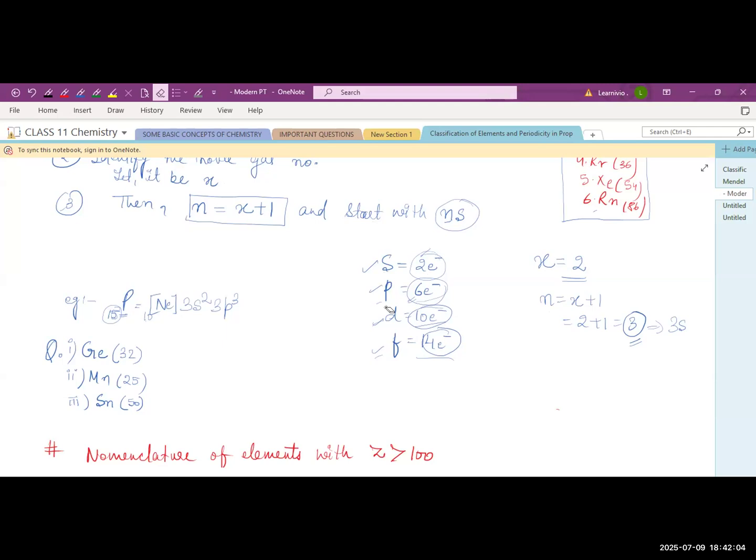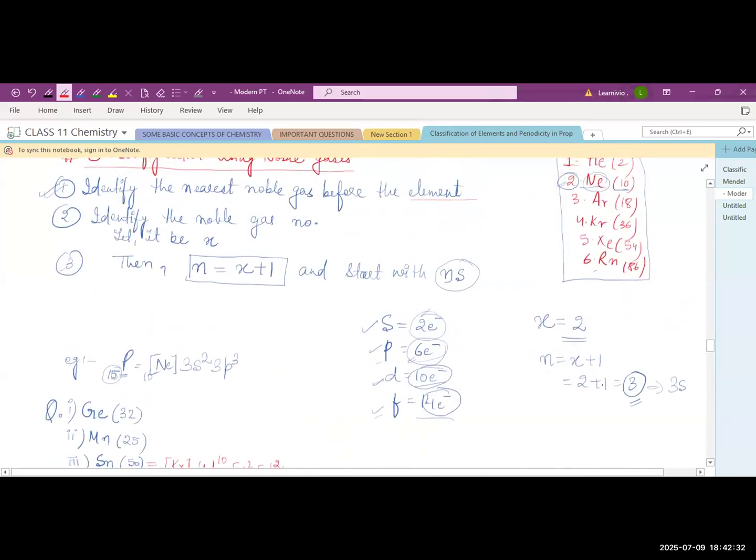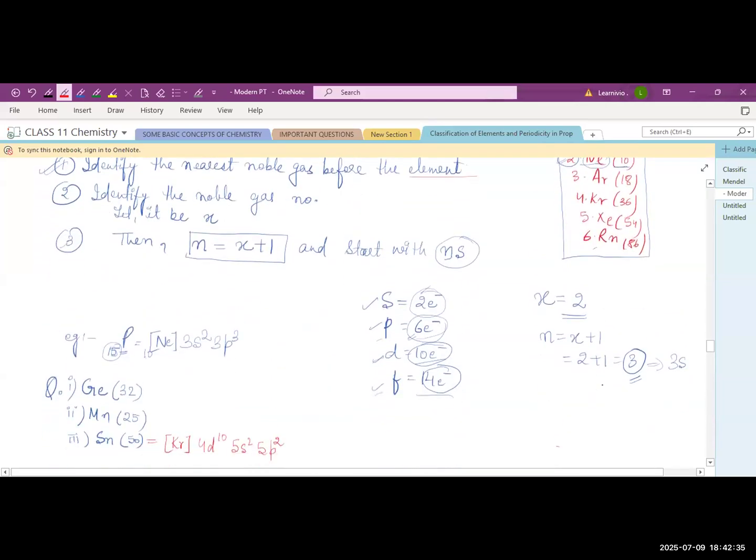It's not done. Yes, tell me the answer. Yes. Krypton, 4d10, 5s2 5p2. Now I think it's clear. Yes, ma'am. Okay, now you know how to write down the electronic configuration using noble gas.